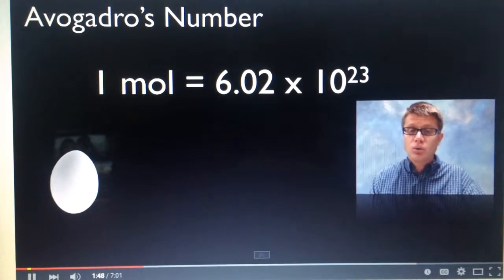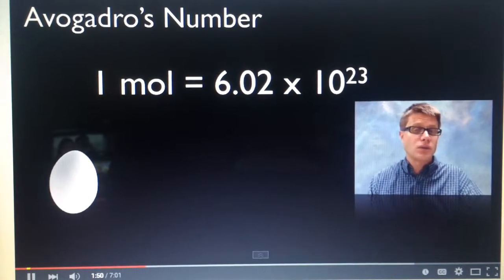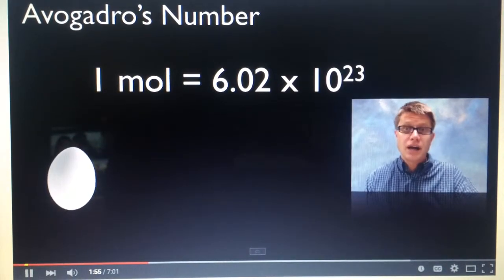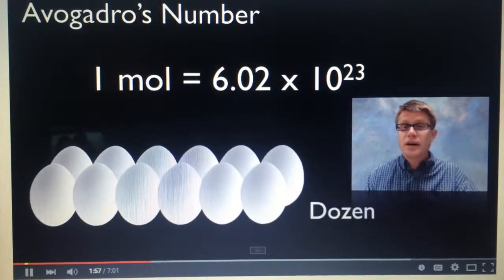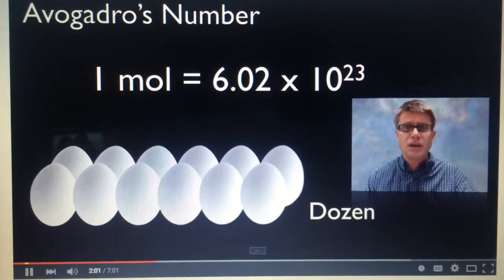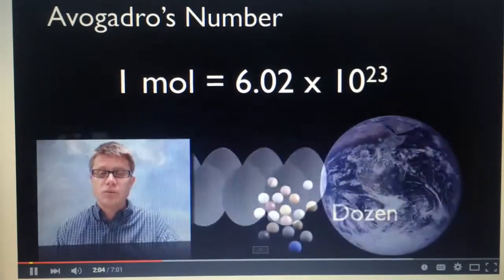And so 1 mole is 6.02 times 10 to the 23rd. But it's just a quantity. It's like if I have 1 egg, we call that an egg. But if I have 12 eggs, we call that a dozen. And so a mole is just a number. We could have a mole of anything, but it's most important when we're dealing with chemicals.